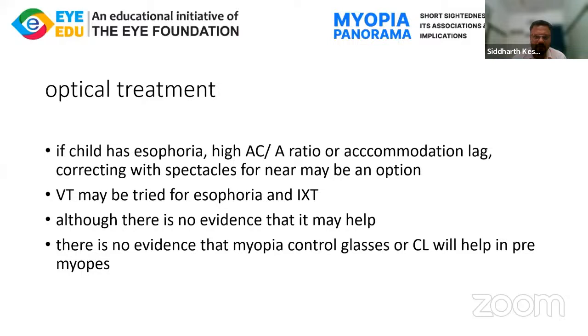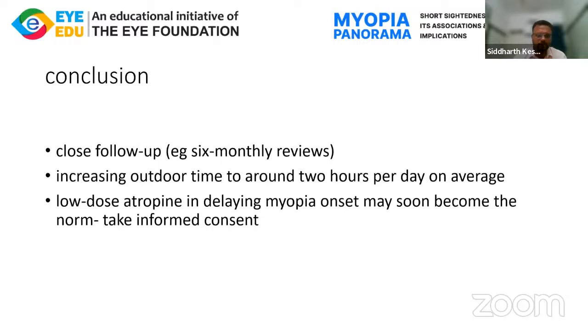There is right now no evidence that myopia control glasses or contact lenses will help in pre-myopes. So in conclusion, once you diagnose a pre-myope, you will probably increase the interval of follow-up. If you can call them every 4 months or 6 months, you can probably catch the myopia early.